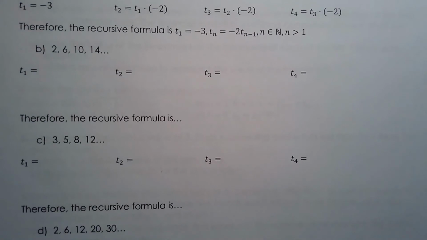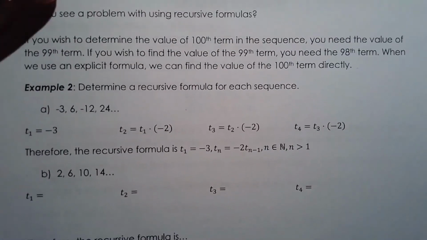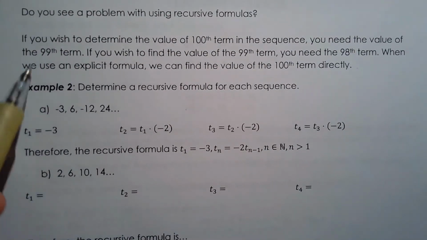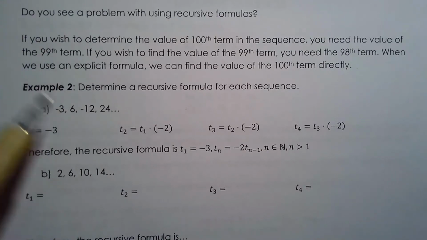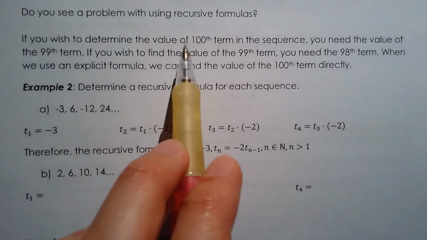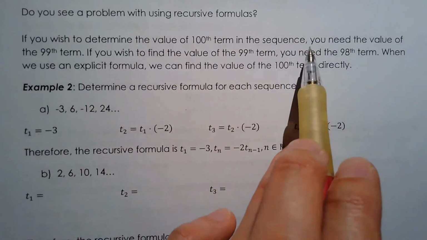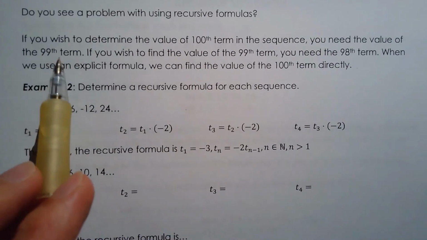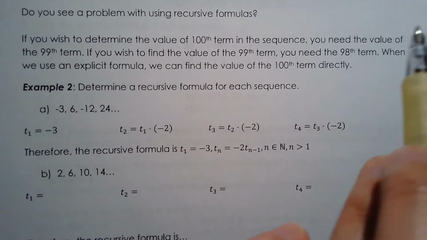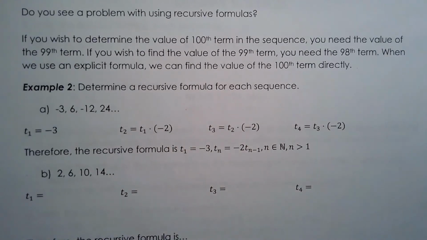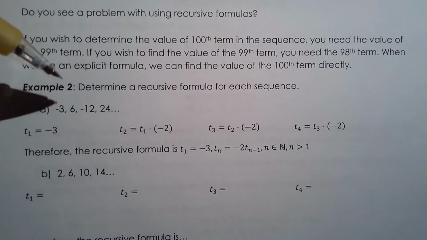Now, before I do that, I do want to mention that recursive formulas are a little tedious because if you want to find the value of the 100th term in the sequence, you need the value of the 99th term. And then you need the 98th term to find the 99th term. And you need the 97th term to find the 98th term, and so forth and so on. So it's a lot more tedious than an explicit formula. Like I said before, you can find the value of any term you want with an explicit formula without doing very much work.